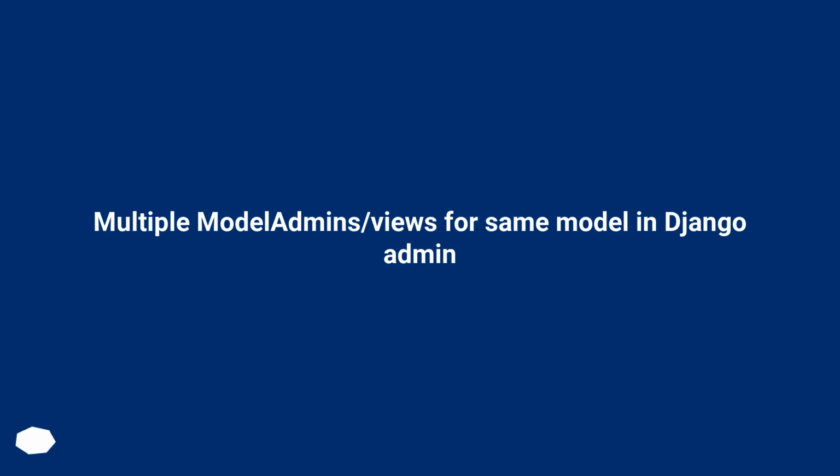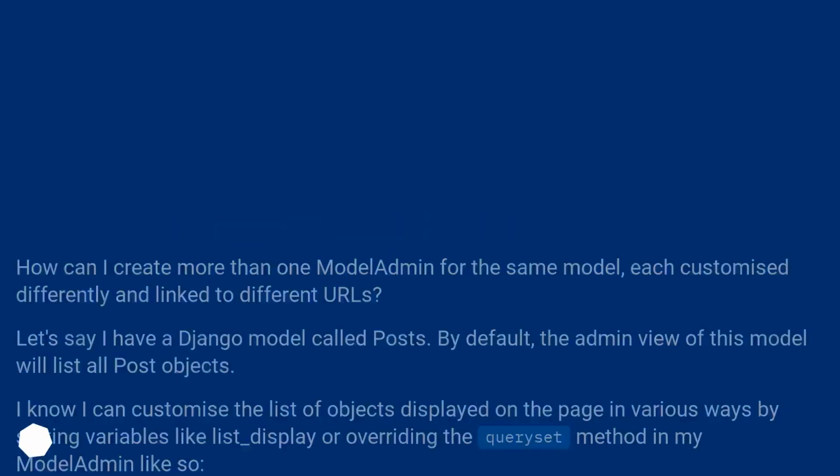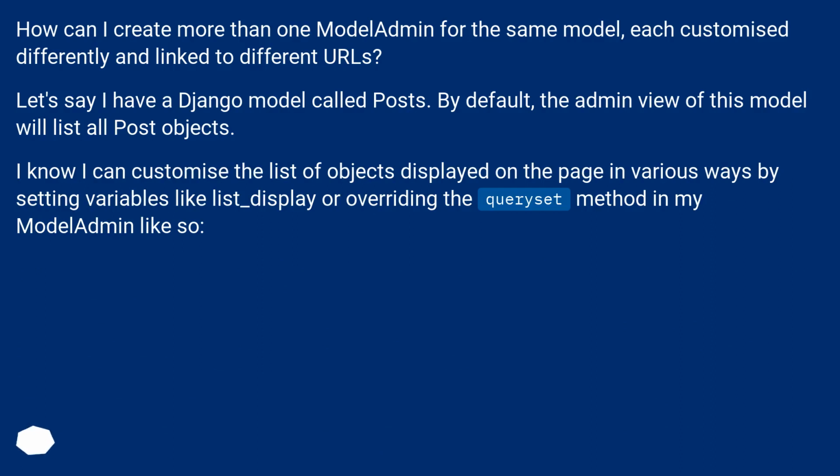Multiple ModelAdmins/views for the same model in Django Admin. How can I create more than one ModelAdmin for the same model, each customized differently and linked to different URLs?